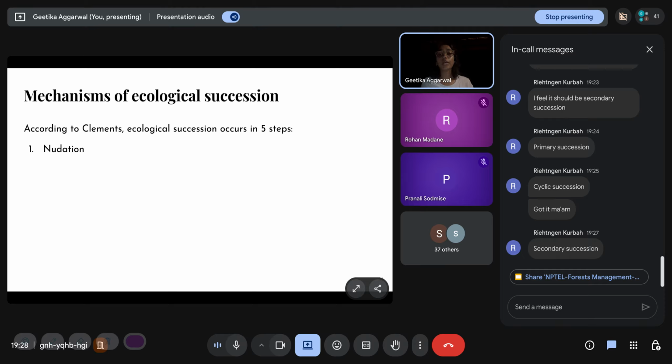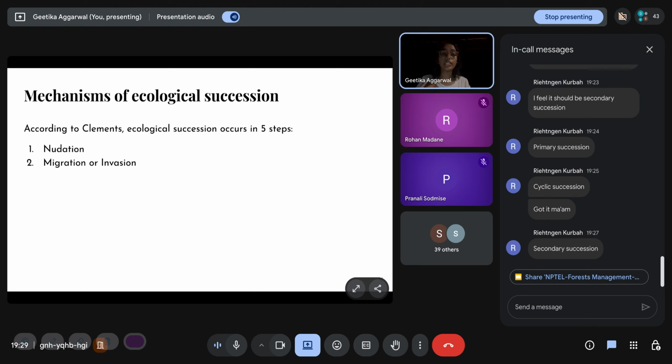Or in the case of primary succession, the land is made bare because the land is getting formed, because the volcano erupted and the lava solidified, so the land has formed. So that's how the barren land comes into being. So that's nudation.